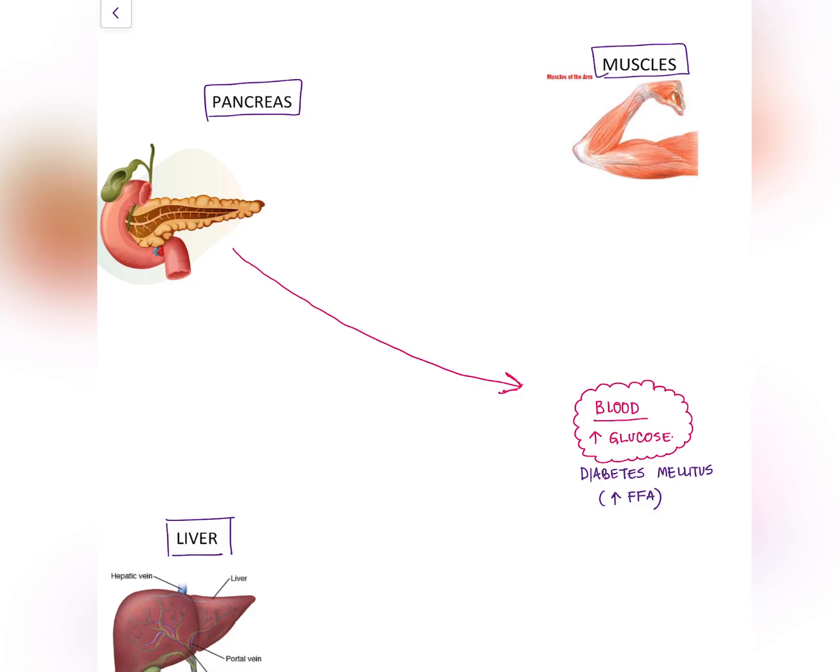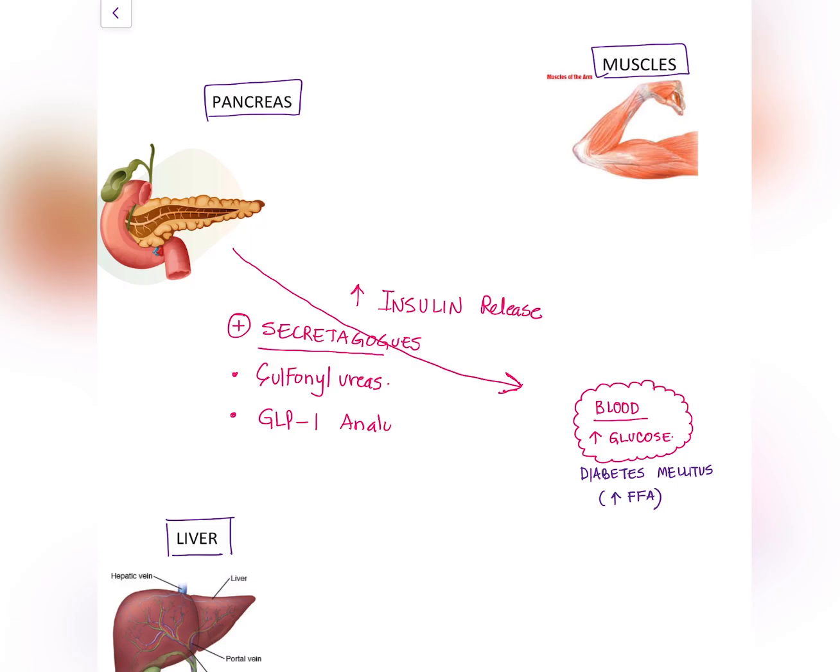So to begin with, in case of pancreas, the pancreas itself can cause diabetes by decrease in insulin release. So we have got certain drugs which will cause increased insulin release. These drugs we are calling as secretagogues, and the classes of these drugs are the sulfonylureas, the glimepiride, and GLP-1 analogs, that is the semaglutide, liraglutide.